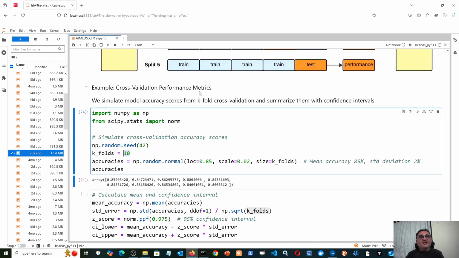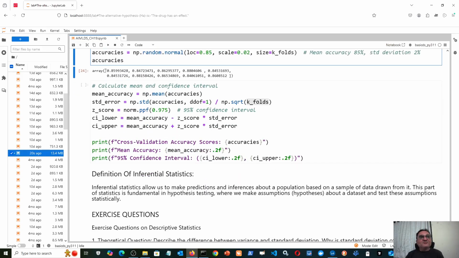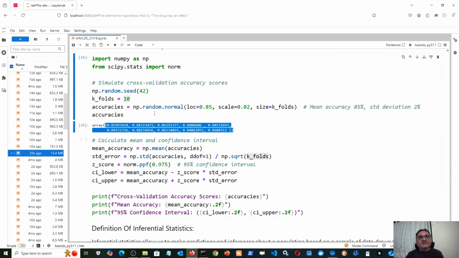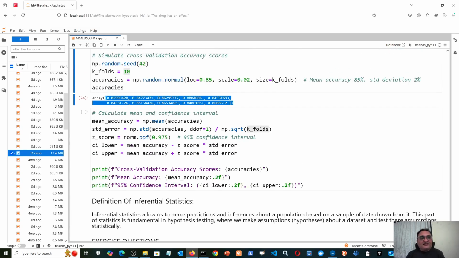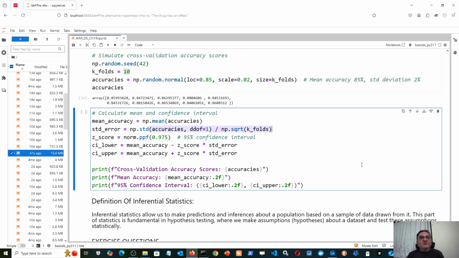So if there are 10 folds, then 10 splits are done, and 10 observations will come. If 5 folds, then 5 splits are done, and in that case 5 accuracies will come. So this n_k_fold is actually n. This is our well-known formula, sigma divided by root n, right? If you do that, that will give me the standard error. From that you can always find the z-score. Here also you want to ensure two-tailed, and therefore though the confidence interval is 95%, you use norm.ppf of 0.975.